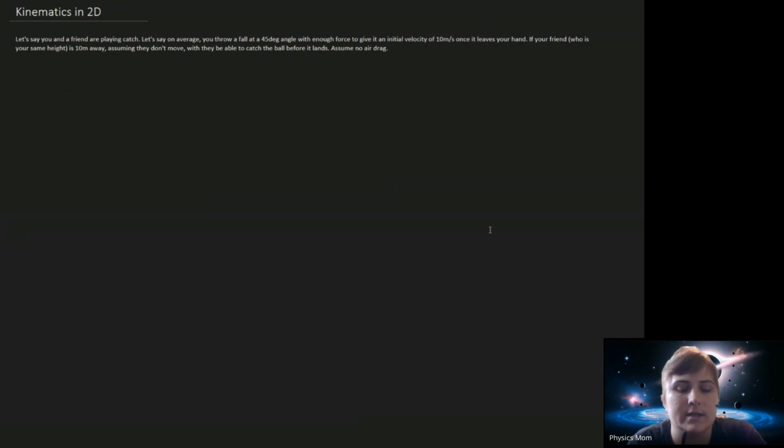So we're going to look at an actual example of parabolic motion in a specific instance. Let's say you and your friend are playing catch. Let's say on average you throw a ball at a 45-degree angle with enough force to give it an initial velocity of 10 meters per second once it leaves your hand. If your friend, who we'll say is about your height, is 10 meters away, assuming they don't move, so they can't run forward or backwards to catch the ball, will they be able to catch the ball before it lands? And we're going to assume also no air drag.